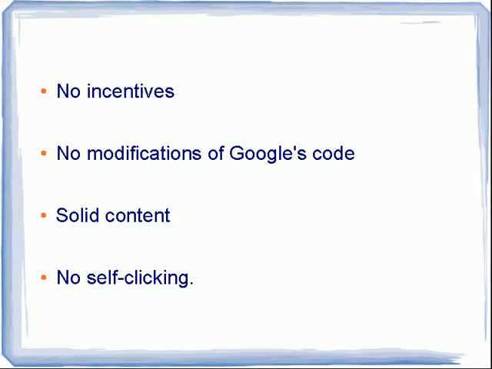And there's no self-clicking. You're not allowed to click on your own AdSense advertisements for obvious reasons. If you're caught doing this, you run the risk of losing your AdSense account altogether, as well as forfeiting all the earnings. Now that we have that out the way, let's dive into the fundamental strategies for maximizing your income using Google AdSense.